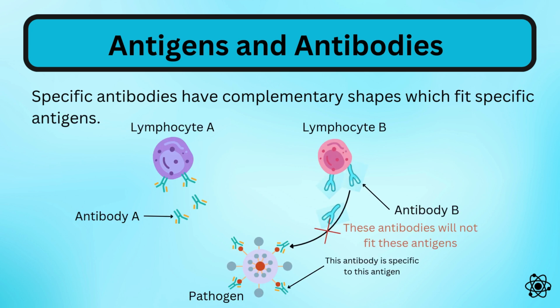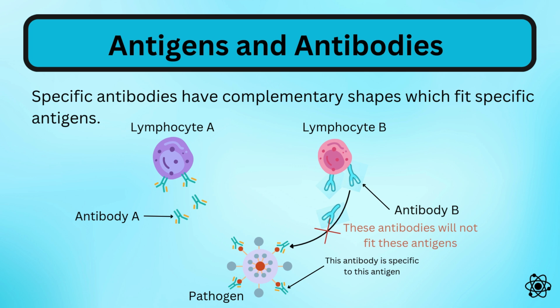So, let's look at an example. Let's say there is a pathogen with antigen A. Lymphocyte A has receptors that have a complementary shape to antigen A. Lymphocyte A gets activated and produces antibodies that have a complementary shape to antigen A.